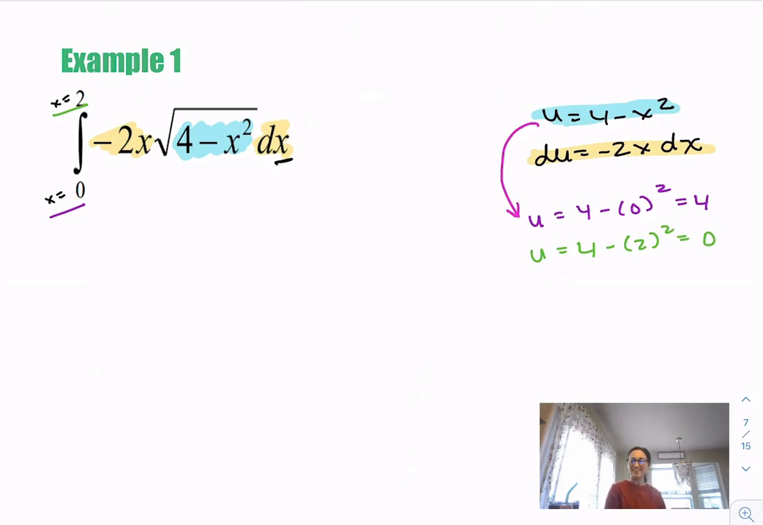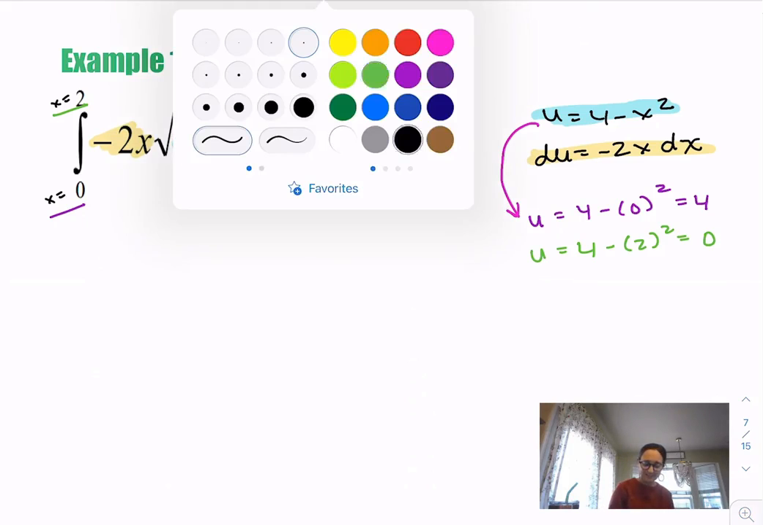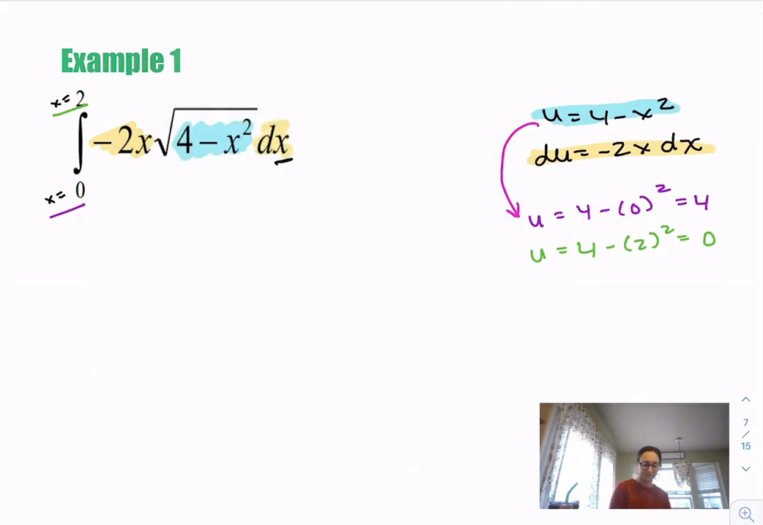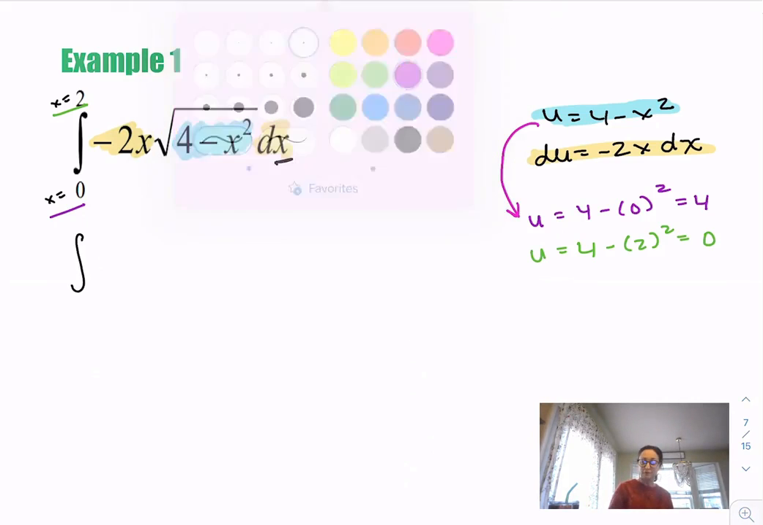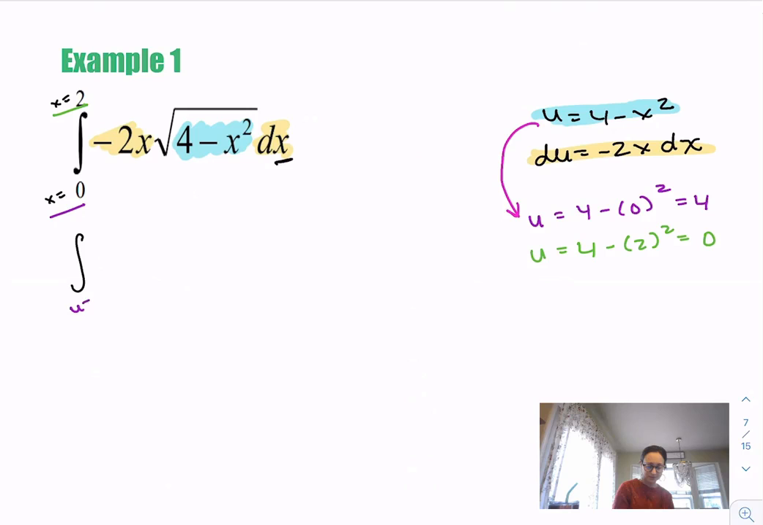So my new a value is 4, and my new b value is 0. Now we can rewrite everything in terms of u. So I've got the integral: x equals 0 becomes u equals 4, x equals 2 becomes u equals 0, and now we're going to rewrite the integrand.